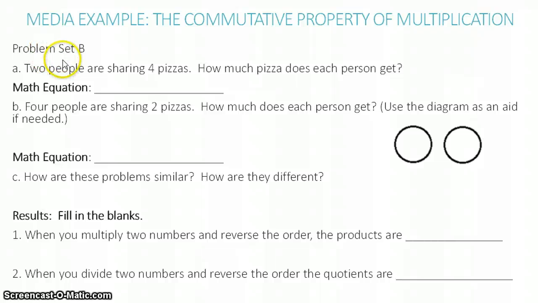Problem set B. 2 people are sharing 4 pizzas. How much pizza does each person get? Well, this is a fair sharing problem, and the 2 people are sharing 4 pizzas. So we want to take the 4 pizzas and divide it equally among the 2 people. And this means each person would get 2 pizzas.